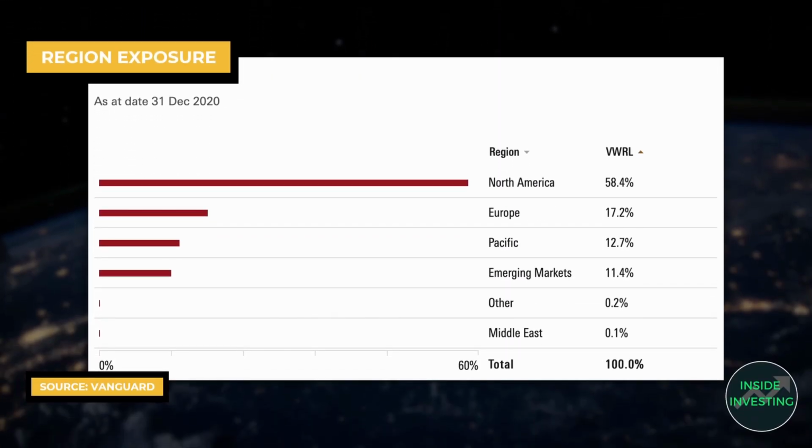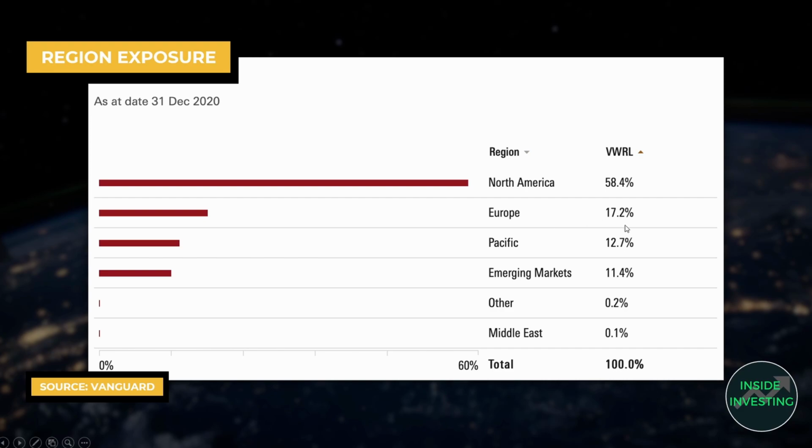So then we're going to have a look at the region exposure. And what we see here is the different regions across the world and what percentage they're included in the shares in the ETF of VWRL. And what we see here is that North America is around 58%. So this tracker is very much focusing on North America.